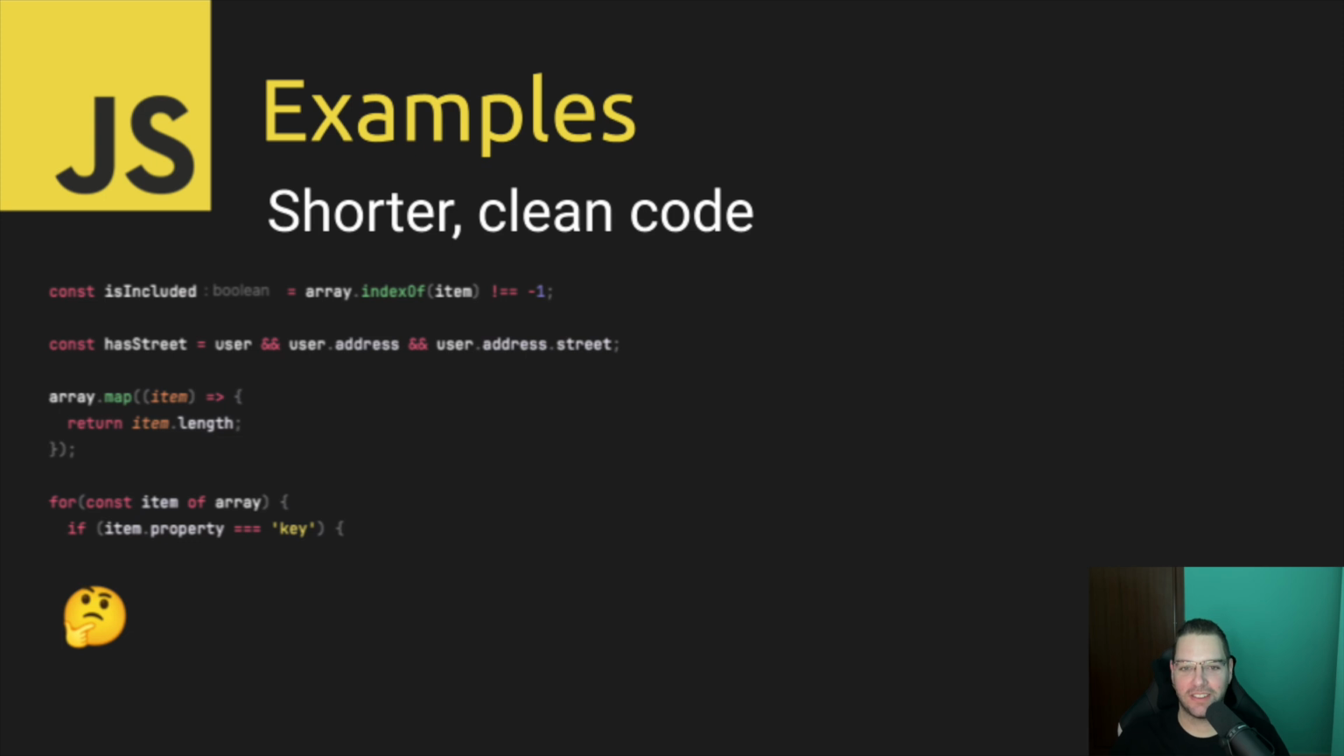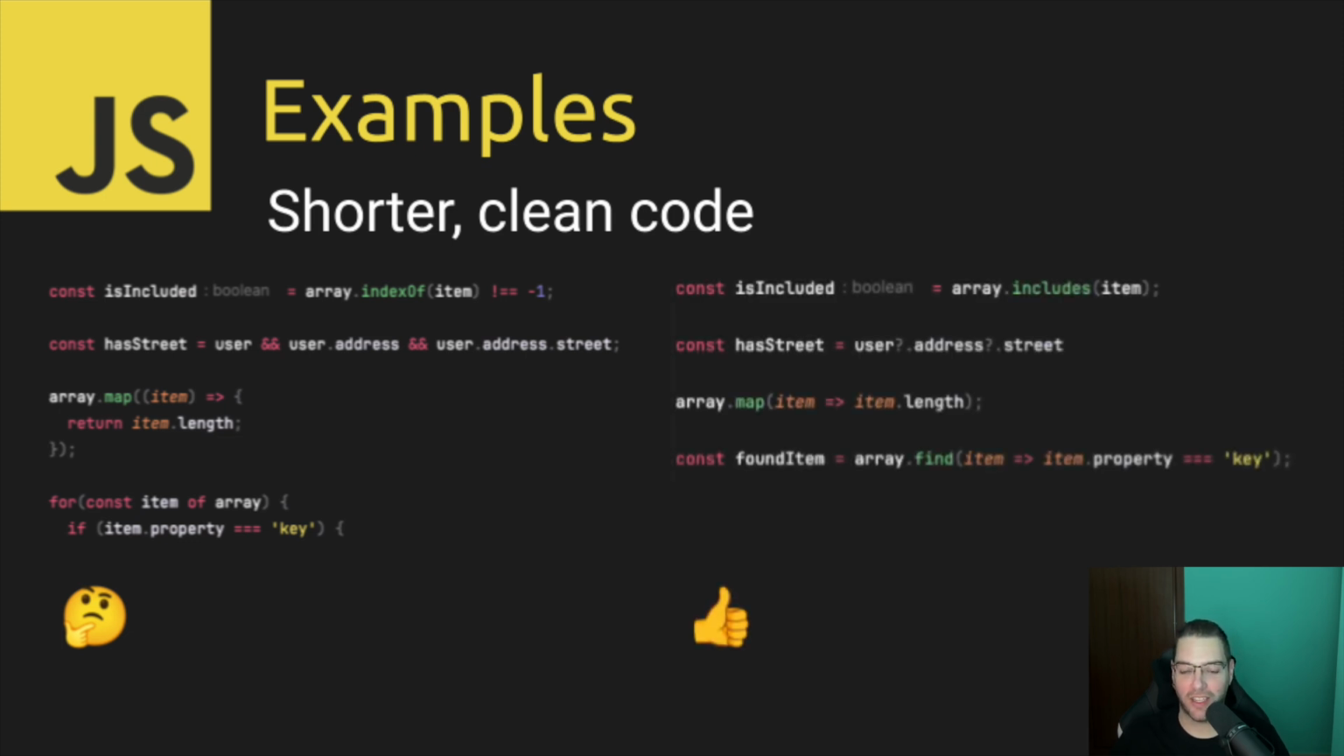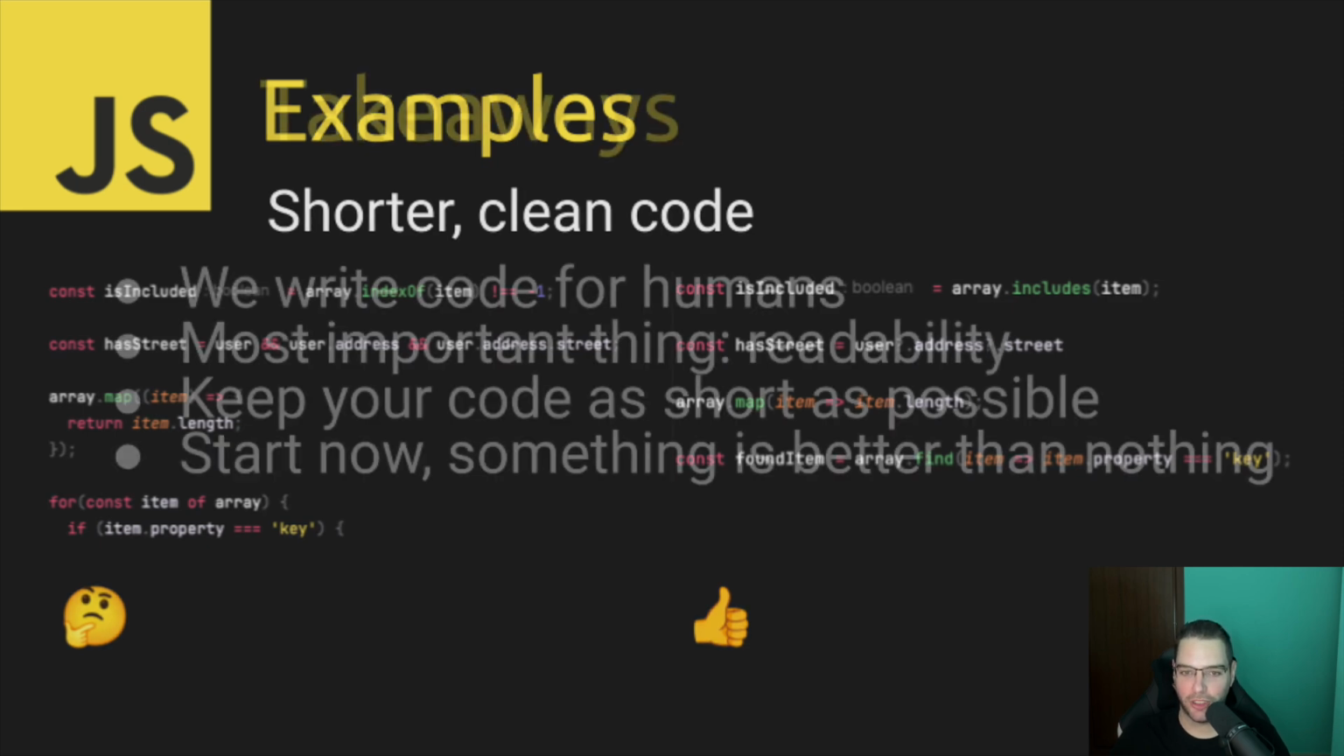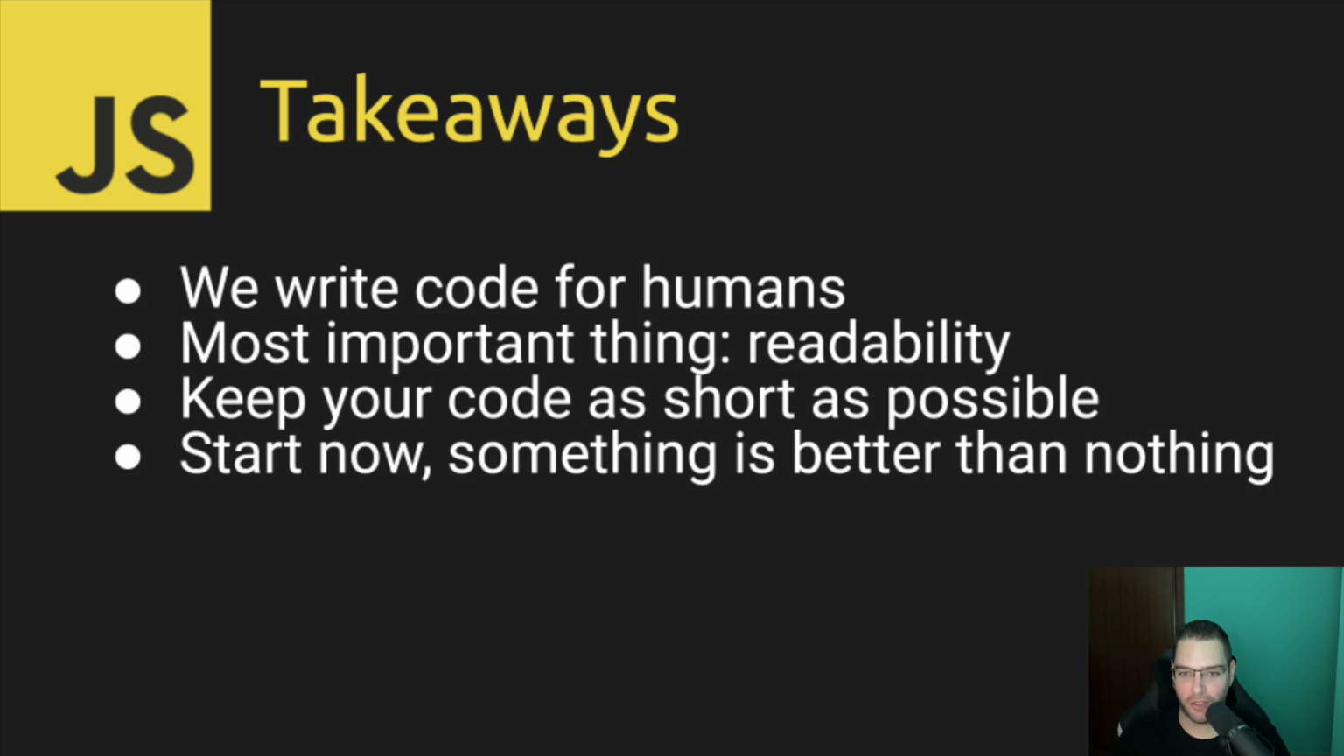Okay, some takeaways. Remember, we write code for humans. The most important thing is readability. Keep your code as short as possible, but taking into account the previous point, please. And take action. Start now. Something is better than nothing.